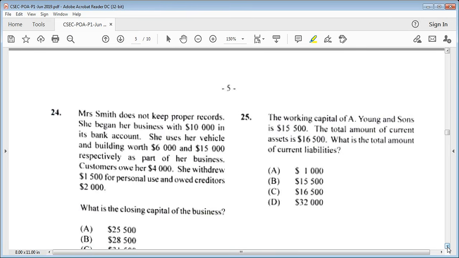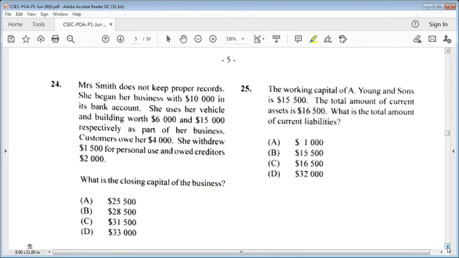Mrs. Smith does not keep proper records. She began her business with $10,000 in its bank account. She uses her vehicle and building worth $6,000 and $15,000 respectively as part of her business. Customers owe her $4,000. She withdrew $1,500 for personal use and owed creditors $2,000. What is the closing capital of the business? A, 25,500. B, 28,500. C, 31,500. Or D, $33,000.